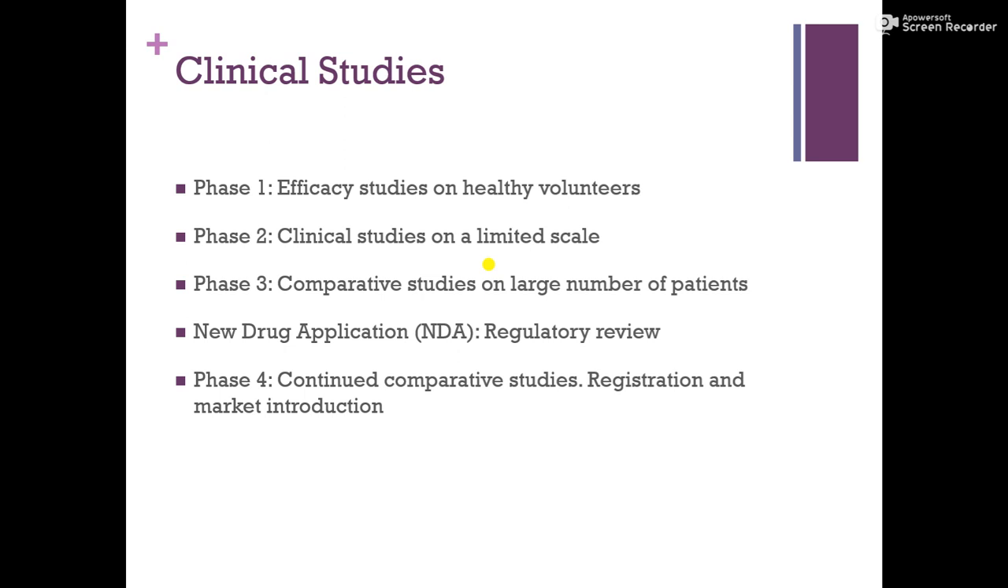In phase 1, you will review the efficacy studies on healthy volunteers. First of all you will have to select healthy volunteers for the study. In phase 2 there are clinical studies on a limited scale, while in phase 3 there are comparative studies on a large number of patients, followed by new drug application regulatory review. And phase 4 is a continued comparative study, including registration and market introduction.